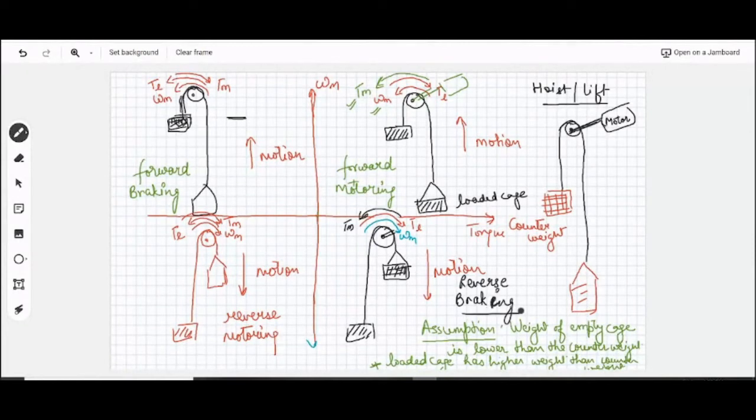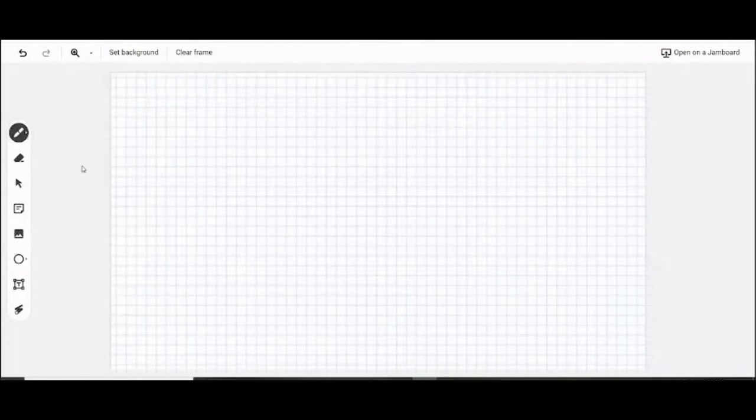Is this clear now? Yes sir. If anyone wants to ask something, ask, otherwise I will take on the next topic. I think it's clear to the class. Yes sir. Shall I move ahead? Yes sir. Okay. Let us discuss the components of load torques.